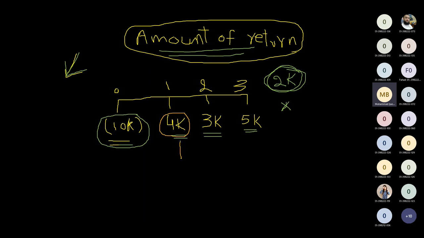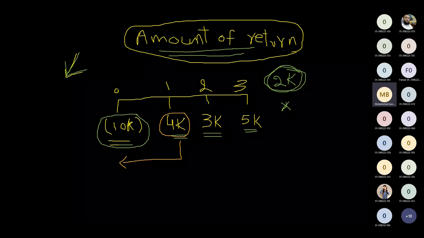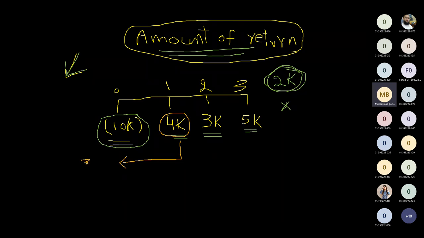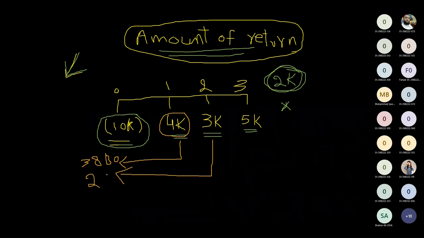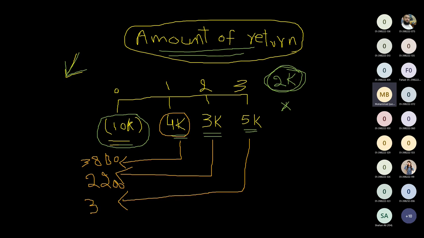First I'll check what the present value is of the 4,000 that I'm expecting to get after 1 year. Let's say it's 3,800. Now, what will be the present value of 3,000 after 2 years? I say its worth is, let's say, maybe 2,200 or something, assuming a very high discount rate. And this 5,000 that I will get after 3 years, let's say it would be reduced to maybe 3,800 or something, right?